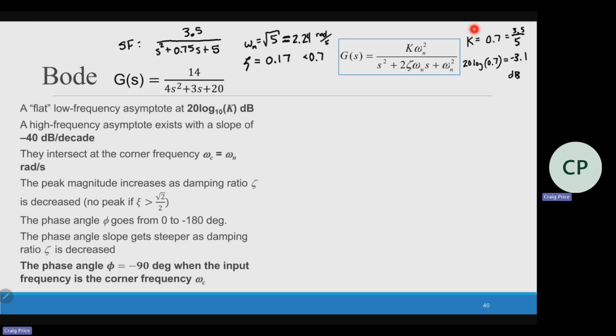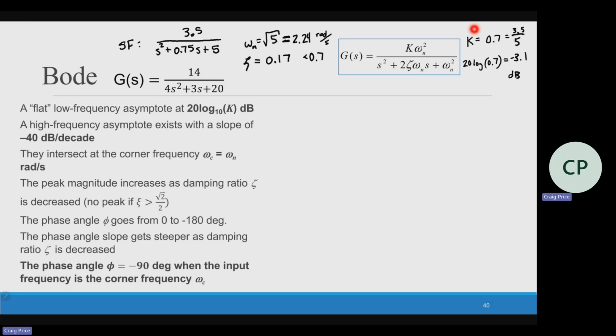Okay, great. So now we have all the pieces. I know that it starts at -3. That's my starting point. I know that the corner frequency is 2.24 radians per second. That's where it's going to turn the corner. It's going to have a slope of -40 decibels per decade. So it drops out pretty fast. At that corner frequency or natural frequency, the phase goes from 0 to -90 and to -180. And the slope is going to be pretty high because damping is low.